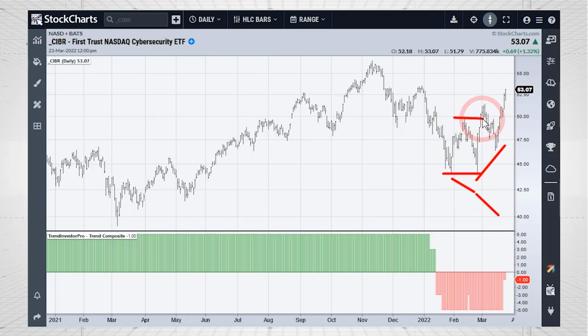And then cyber was the only one to break above that February high there with that surge in late February, early March. And then we had a flag pullback and then a breakout here. So it looks like it is ready to continue higher. The trend composite is yet to turn bullish, but it's a lagging indicator. But I suspect it will trigger bullish by turning positive in a few days.